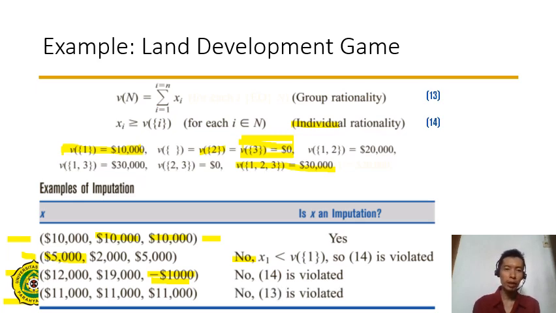Finally, for the last one, it satisfies all individual rationalities. However, it does not satisfy group rationality. As I said before, if all players act together, they can gather a profit of 30,000. But now in this reward, the sum is 33,000. So where does that additional 3,000 come from, right? So it's not rational. That's why this is also not an imputation.